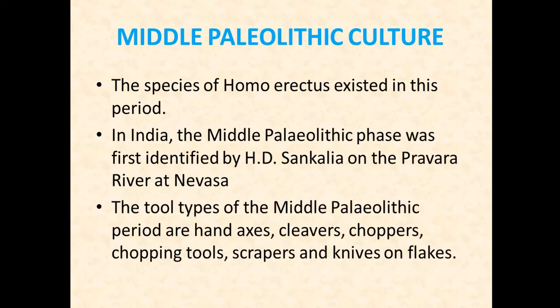Middle Paleolithic culture. The species of Homo erectus existed during this period. In India, the Middle Paleolithic phase was first identified by H.D. Sankalia on the Pravara river at Nevasa. The tool types of the Middle Paleolithic period are hand axes, cleavers, choppers, chopping tools, scrapers, and knives on flakes.